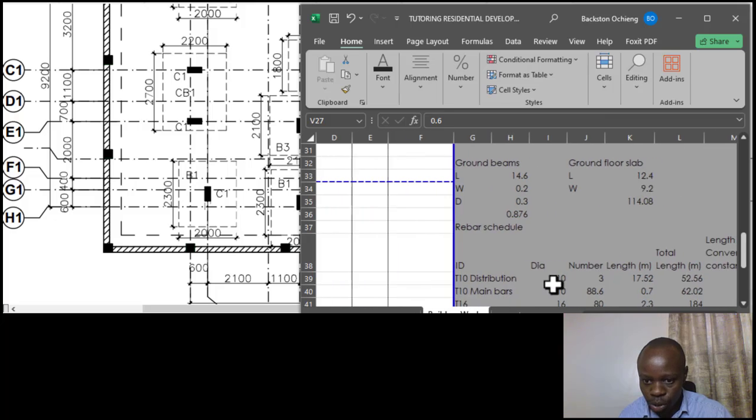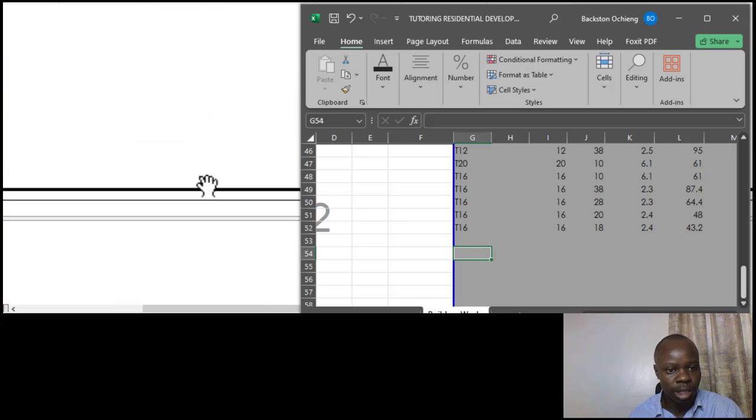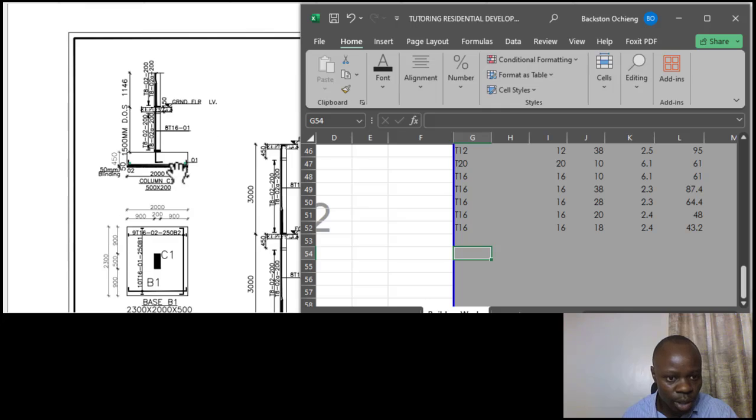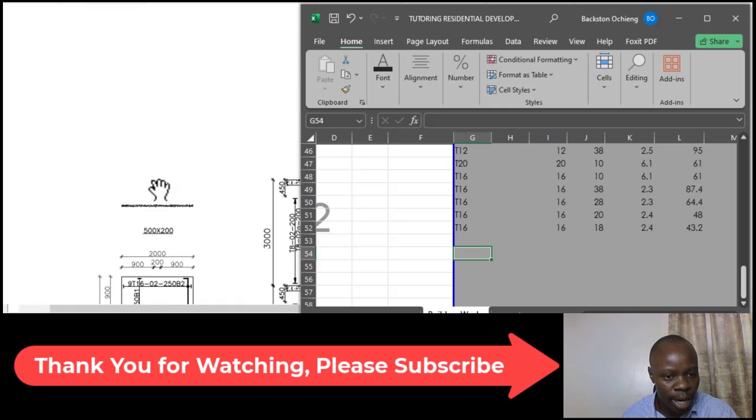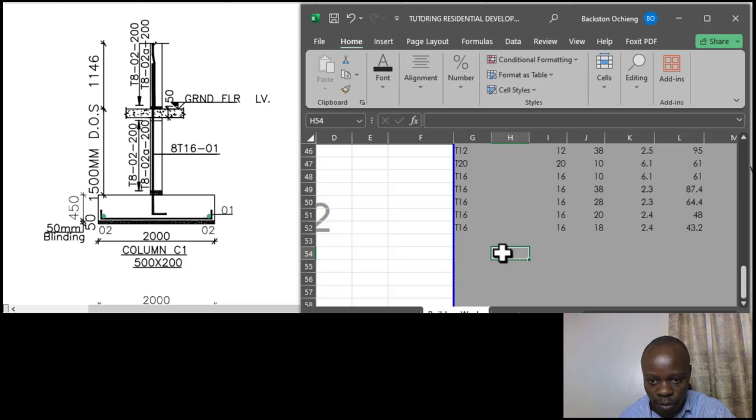what we do straight away is first of all, we are going to start with the column C1. From the column C1, we go to the details. Just scroll down, get the details where that column has been given. So this is the detail, and this detail is giving you the number of bars and so on. So first and foremost, I would like us to start with the main bars. The main bars are the ones that you can see from this particular column. It's 8 T16. So from the 8 T16, those are the ones we start with.